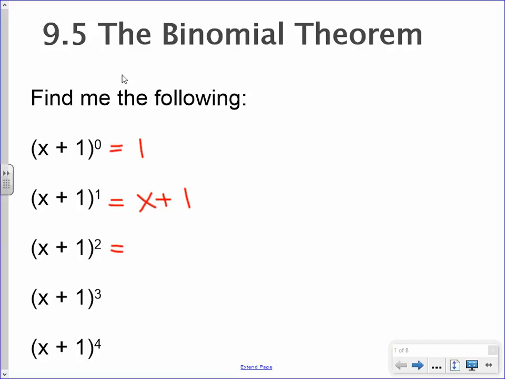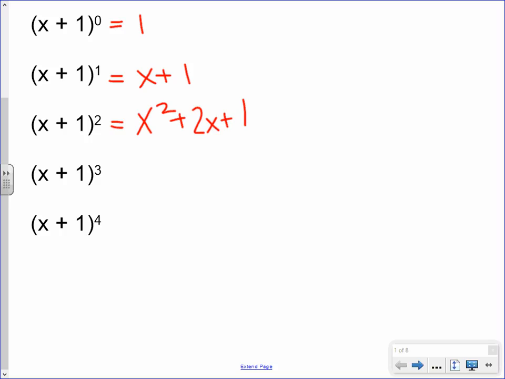What do you have, Jen? Okay. Then you use that for x plus 1 the quantity cubed. Amanda, what do you have? I have x cubed plus 3x squared. Okay. And then, what do we have for x plus 1 the quantity to the fourth?